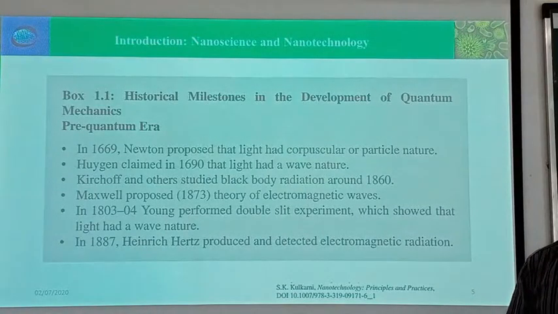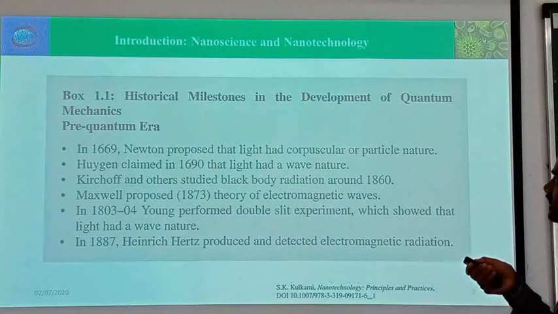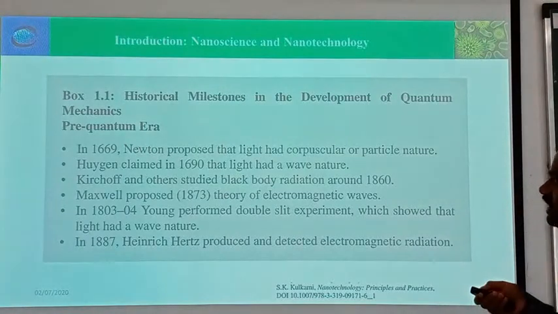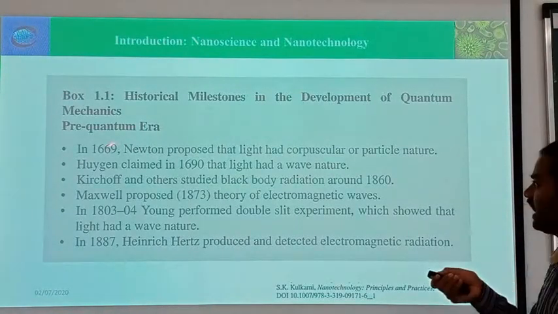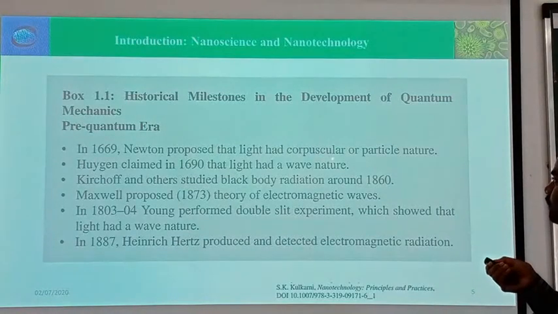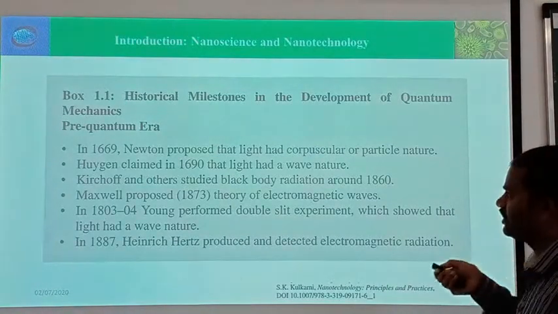You have to go for quantum mechanics. That's why the historical milestones in the development of quantum mechanics. So, the pre-quantum era: in 1669, Newton proposed that light had a corpuscular or particle nature.